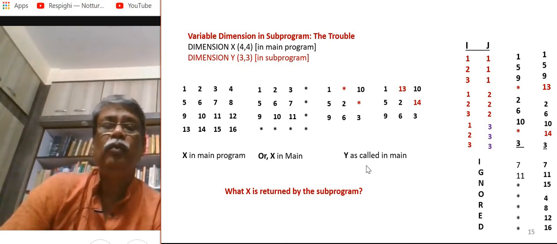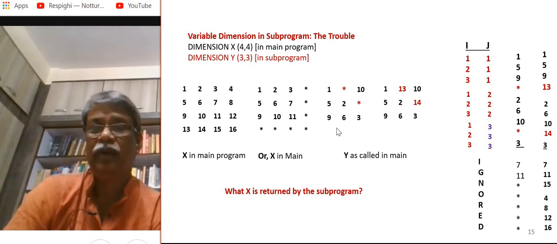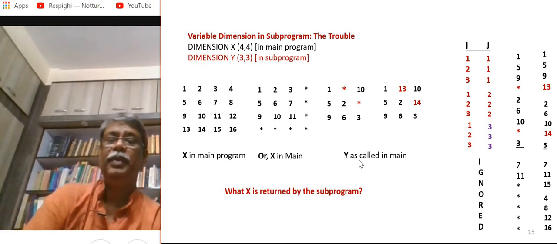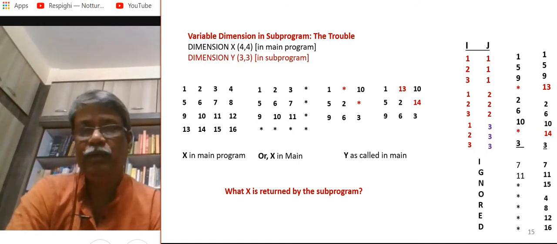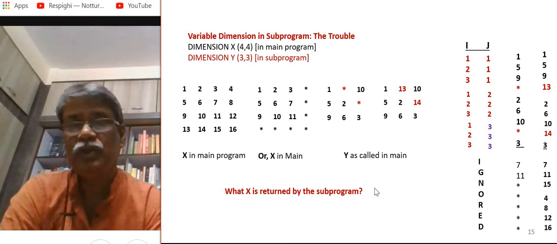So when Y is called in main, it gives you this, and of course these are results that you don't want. It is completely misleading, wrong results, because actually you want it like this, not this or that. So that's why I mentioned in my earlier video that variable dimension is a very powerful thing, but better not to use it because keeping track of this index problem is very difficult. But for one dimension it's okay.